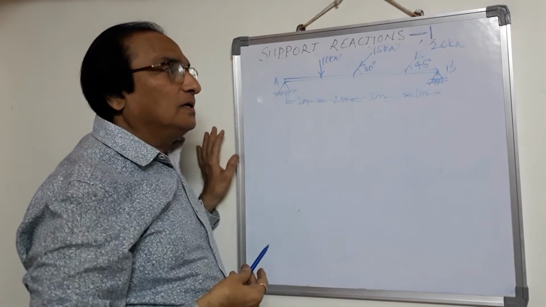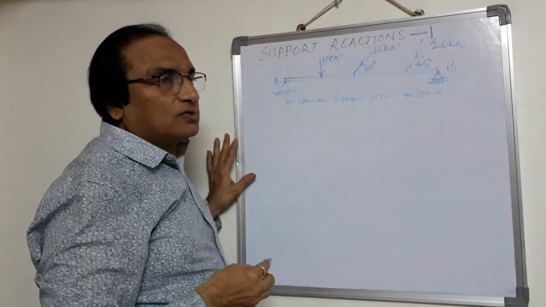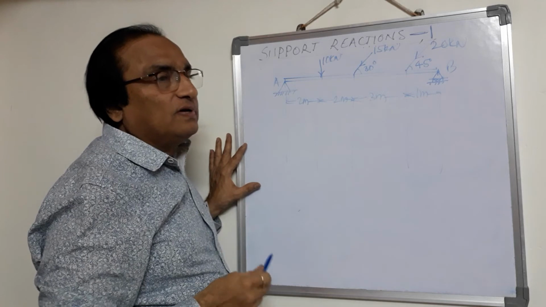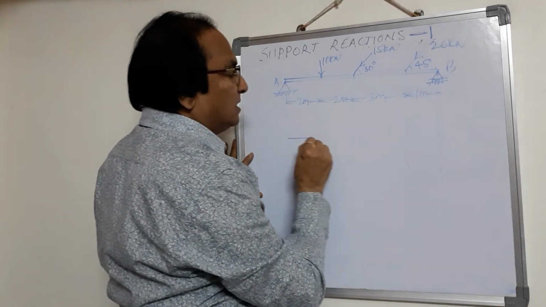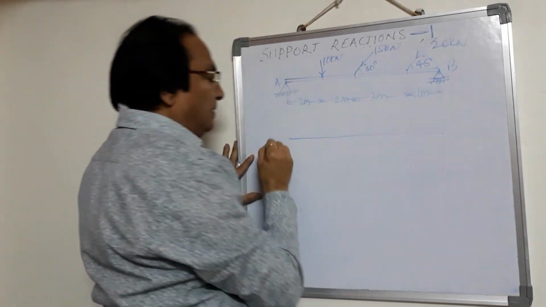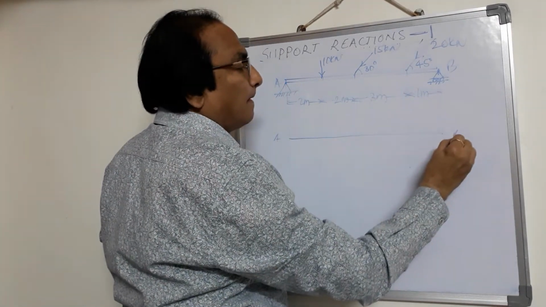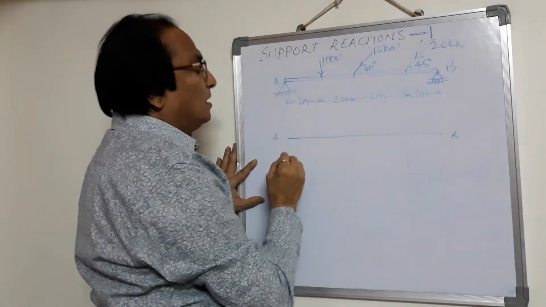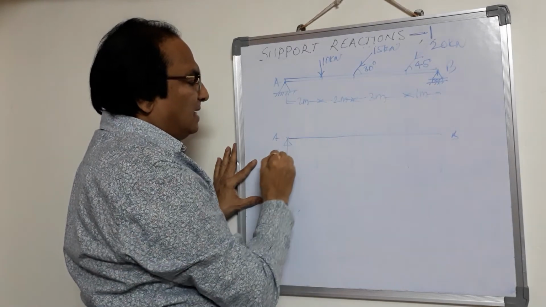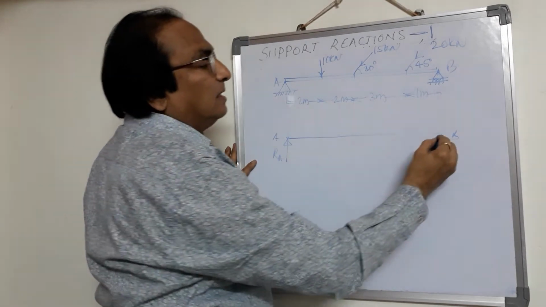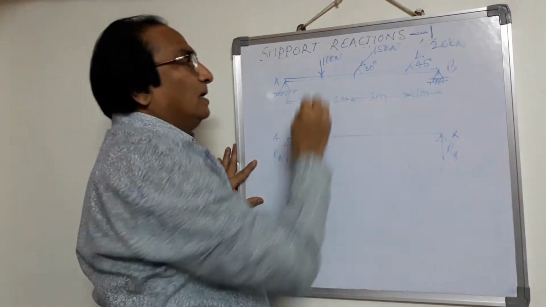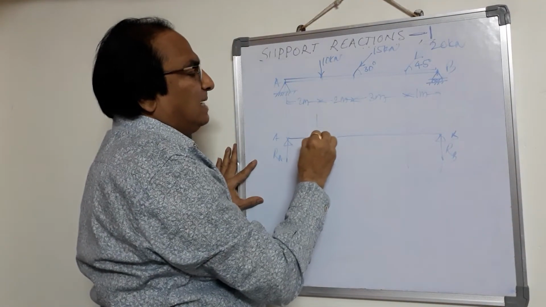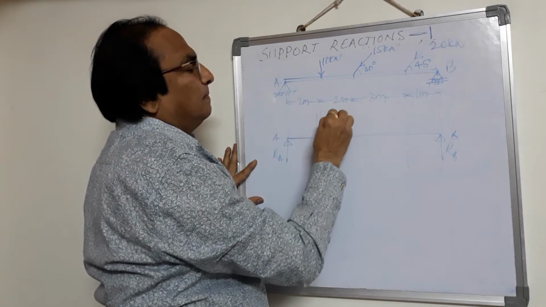In this beam, the forces are inclined. So first we will resolve the forces and simplify the figure. Suppose I draw the same beam AB, there are vertical loads, so there will be reaction at A as RA, there will be vertical reaction at B as RB. This vertical force will remain as it is, 10 kilonewton.